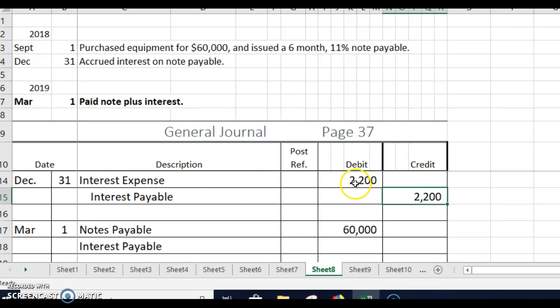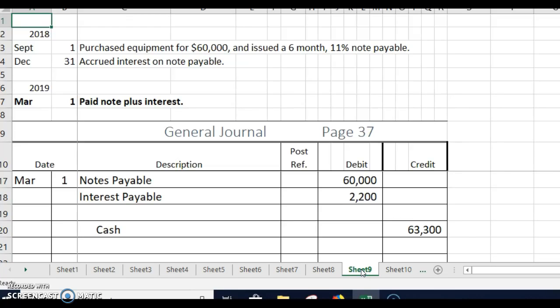Now, part of this $63,300 was interest expense that we had incurred in 2018, and we recorded it in our adjusting entry. We recorded $2,200 as interest expense, and then we set up a liability of $2,200. Well, what's happening here is we're paying off that liability. When we pay the $63,300, we're paying off that $2,200 we said we owed at the end of 2018. So we'll have to debit the interest payable for $2,200.